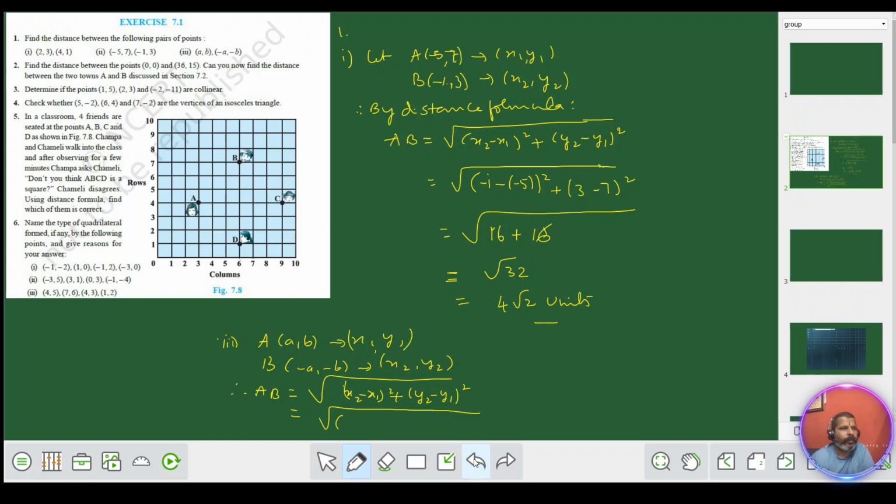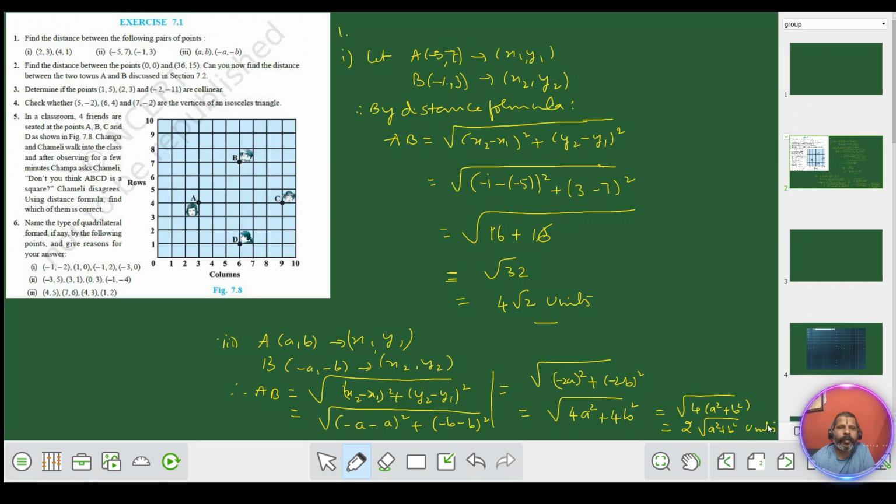Okay, let me write it. Minus A plus y2 is minus B, minus of y1 is B, whole square. That becomes square root of minus A into minus A when added, we get minus 2A whole square plus similarly minus 2B whole square. That means minus 2A whole square is 4A square plus similarly 4B square. So if you take 4 out common, you will get A square plus B square. Square root of 4 is 2, then remaining A square plus B square in the square root.